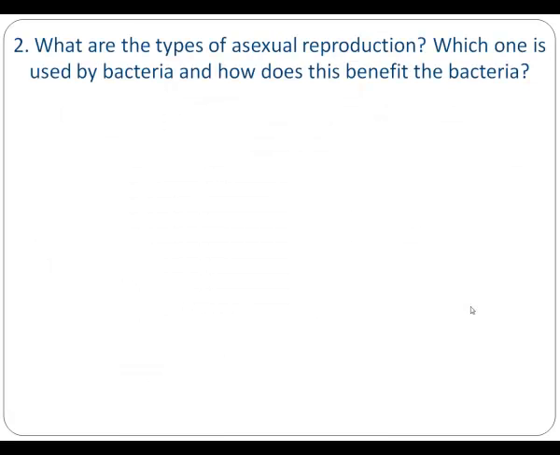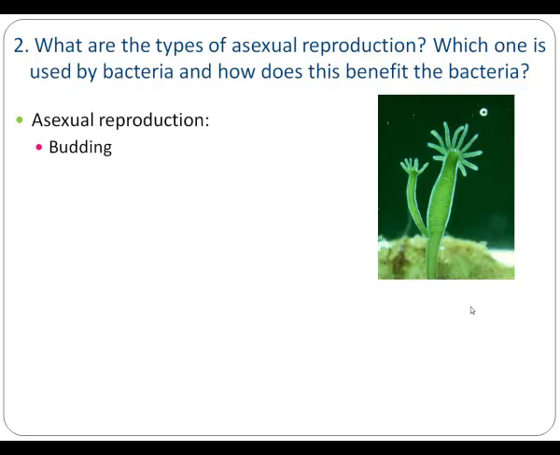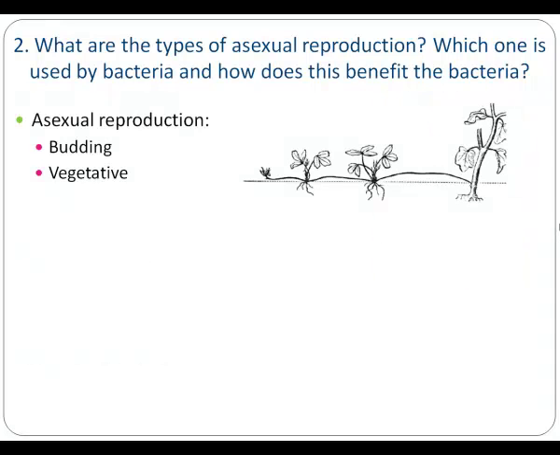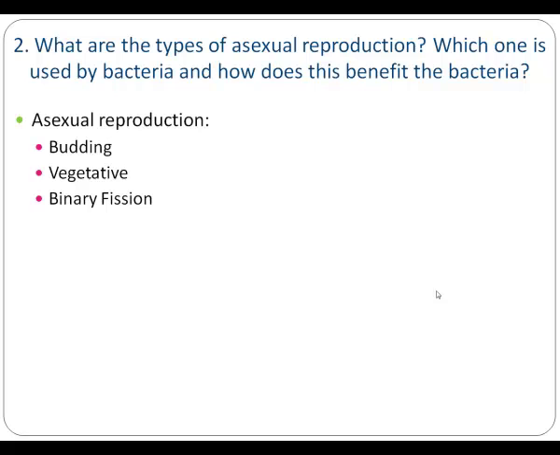What are types of asexual reproduction? Which one is used by bacteria, and how does it benefit the bacteria? So there's budding, which we see in hydras, where the offspring grows off of the parent. There's also vegetative. That's where a shoot can grow off, usually of a plant. That's why it's vegetative, vegetables. A shoot can grow off, and then offspring can grow from that shoot. And binary fission.